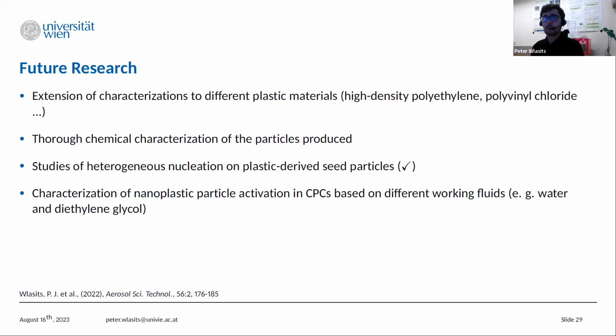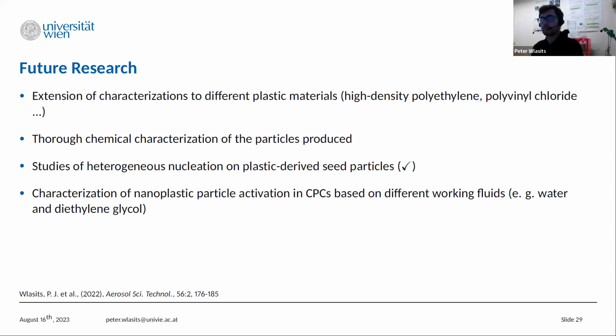So it is pretty obvious that these characterizations that we did can be extended to different plastic materials, to other plastic materials that we didn't test. For example, high density polyethylene, that's pretty interesting, probably the comparison to low density polyethylene, and also PVC, you name it.